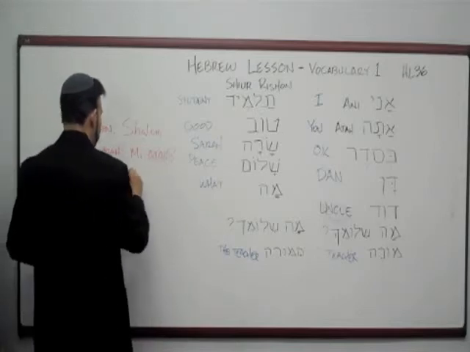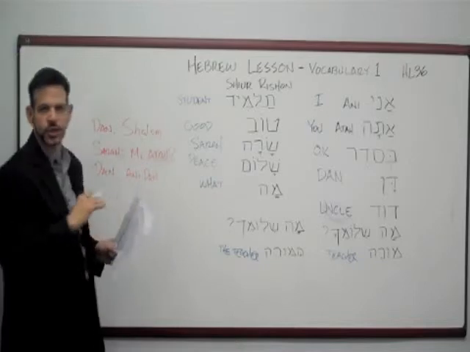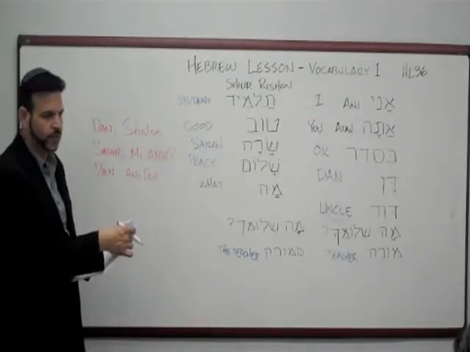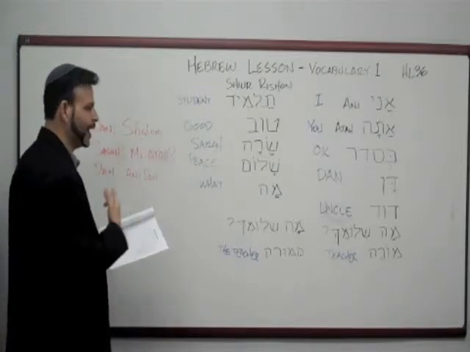Ani Dan. He's saying, I'm Dan. Ani Dan. Remember, "am" is understood. You don't need to use the present tense verb to be, because there is no present tense verb to be in Hebrew. You would say, I, and then your name, Ani Dan.